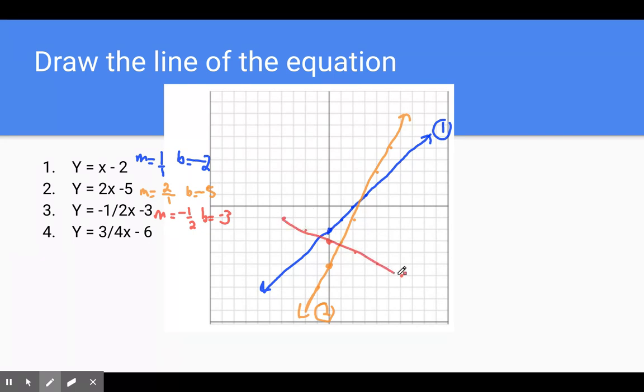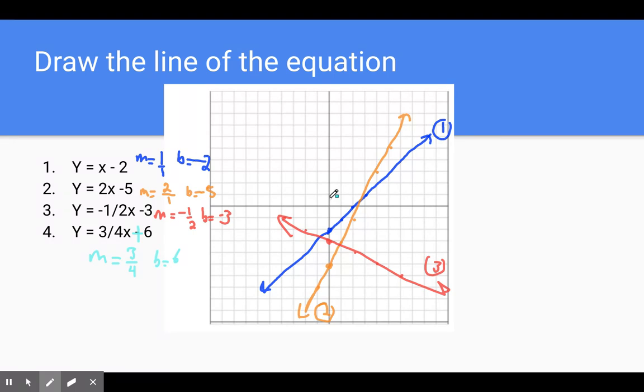And this is going to be line 3. And let's do teal for the last one. So here, let's go ahead and change this to +6, so that way it's not just the same thing all the time. Our m is equal to 3/4, and our y-intercept, or our b, is equal to 6.